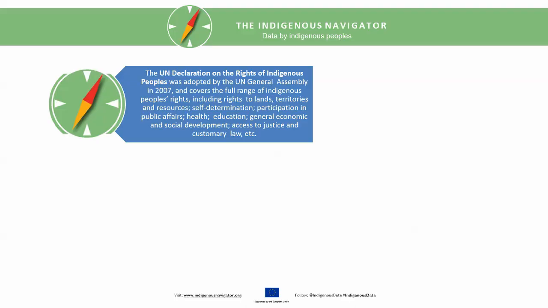The United Nations Declaration on the Rights of Indigenous Peoples was adopted by the United Nations General Assembly in 2007 and covers the full range of Indigenous peoples' rights, including rights to lands, territories and resources, self-determination, participation in public affairs, health, education, general economic and social development, access to justice, and customary law, among others.